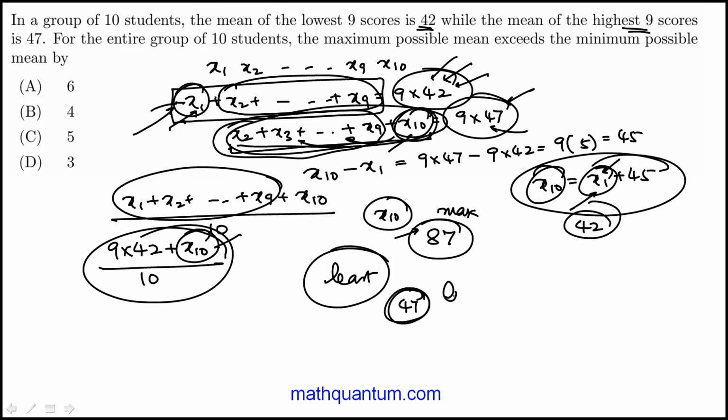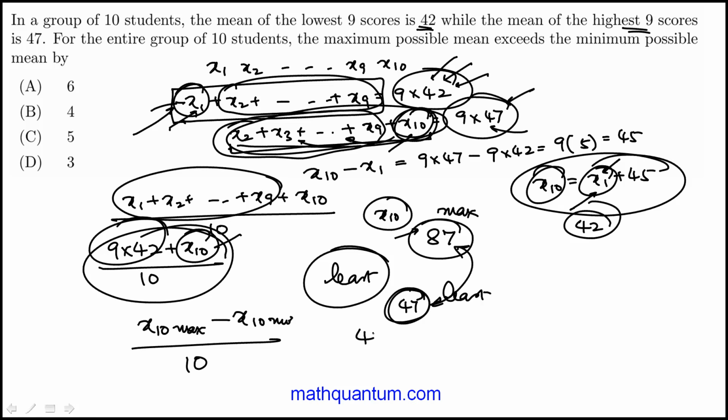So that's the least. And note, the difference in the min and max averages would just be this, because this piece drops out, divided by 10. So we're looking for this difference, which is 47. So not 47, it's 40. 87 minus 40 is 47. And so that's the difference between the maximum possible mean and the minimum possible mean.